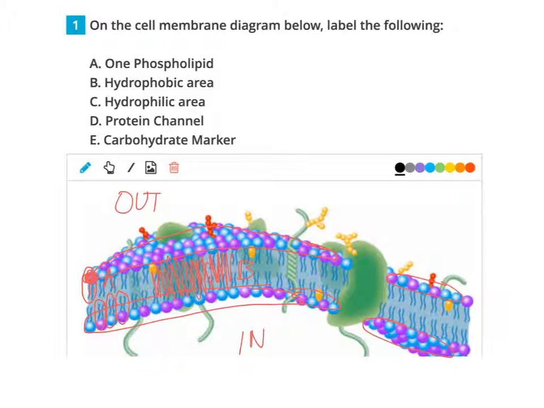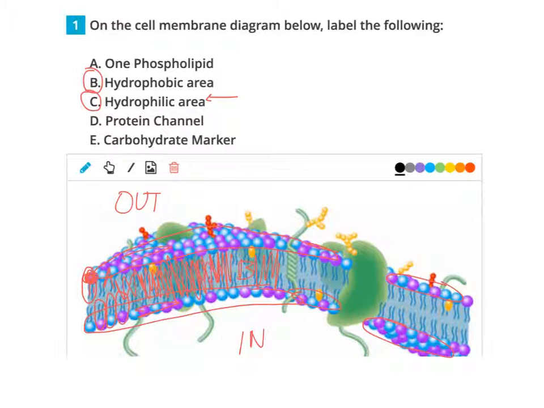Now remember, hydrophobic means it does not interact well with water, and hydrophilic means it does interact well with water. So it makes sense that the hydrophilic areas, the parts that do interact with water, are on the outside and the inside of the cell membrane, because those are the parts that are surrounded by water. The inside part, sandwiched in between, the hydrophobic part, is a little tricky for things like water and things that can be dissolved in water to pass through.